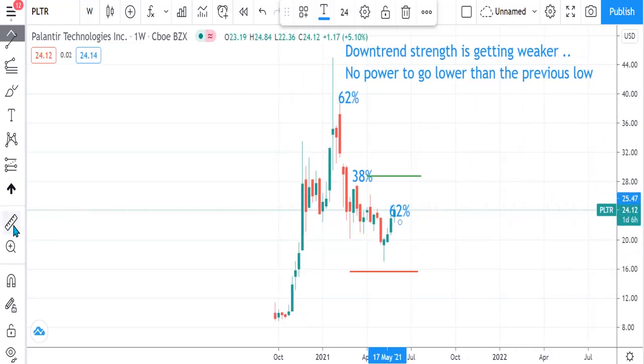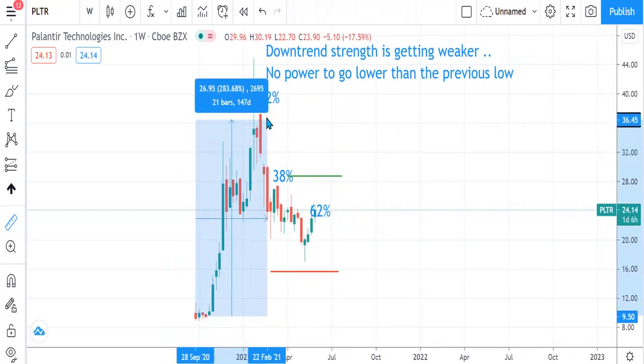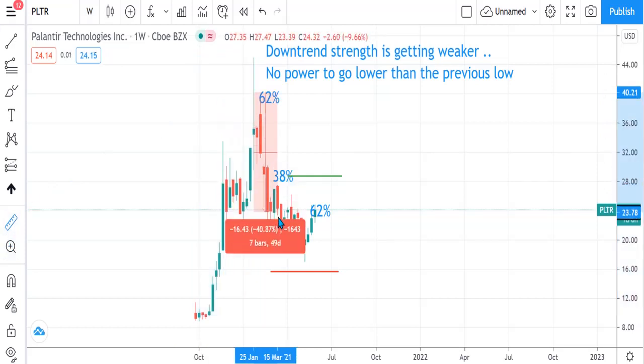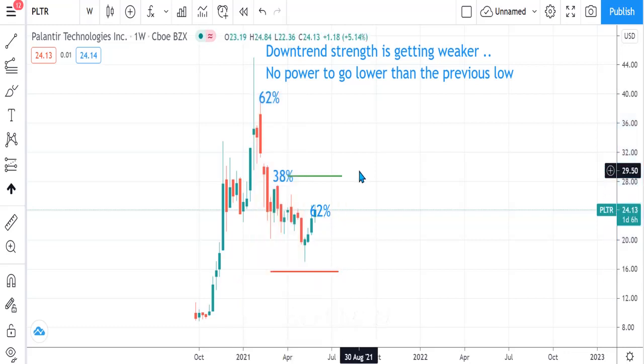Okay, first we need to look at the time. We take the ruler. We're going to use a bit of time to analyze. So from this to the high, how long did it take? It took like 17 bars. Okay, and then for it to go down, it took about 15 bars. So it took more time to go up, it took less time to go down. So we need to know this.